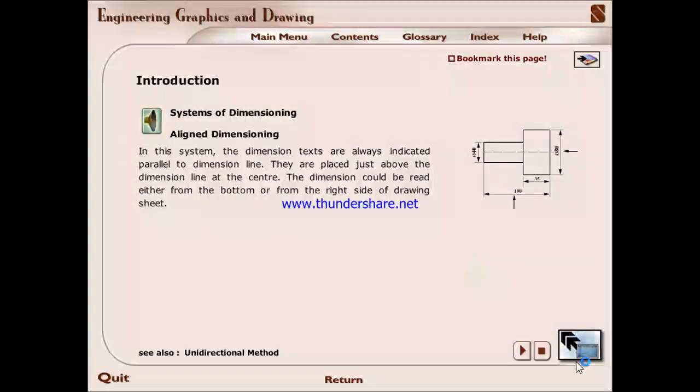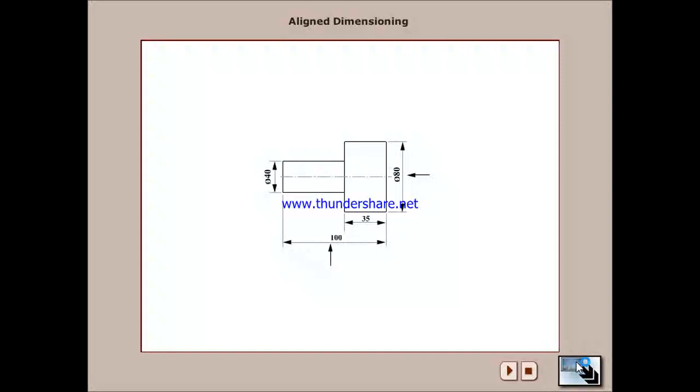Systems of dimensioning. Aligned dimensioning. In this system, the dimension text are always indicated parallel to the dimension line. They are placed just above the dimension line at the center. The dimension could be read either from the bottom or from the right side of the drawing sheet.